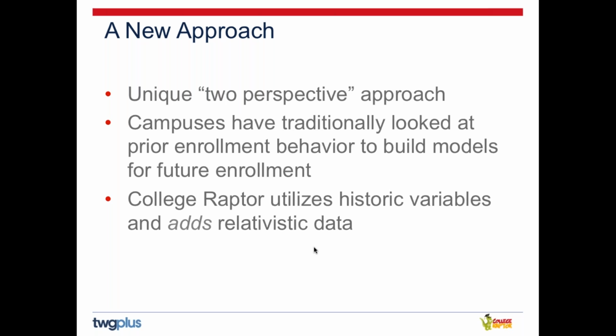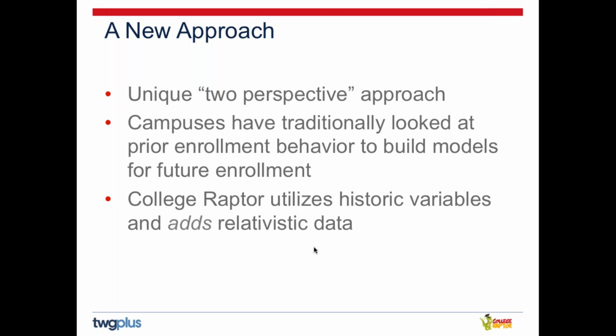Essentially, we take an institution's historical enrollment data, the data they already have in their system, and we append to it data from our algorithms for each of those component scores. That gives us what we like to call a two-perspective approach, meaning we're looking at your enrollment perspective as an institution, what is your historical enrollment perspective, and from the student's perspective, how well do they see your institution?